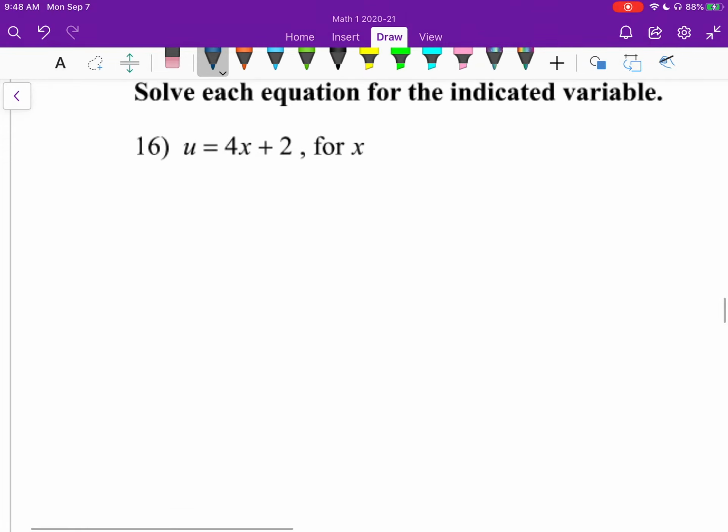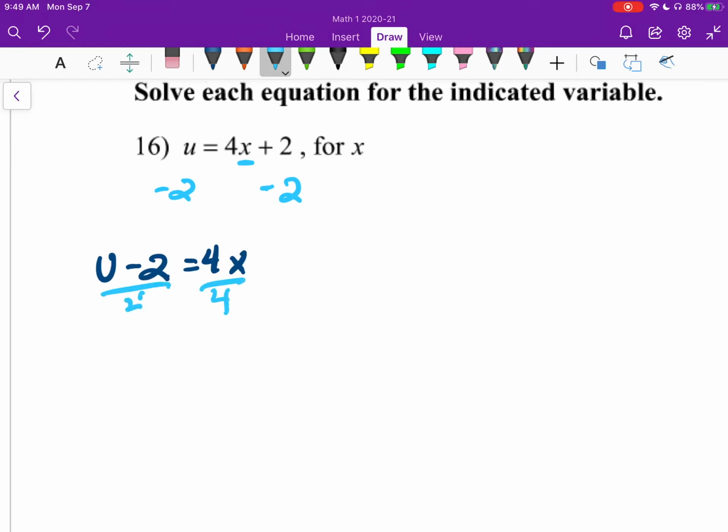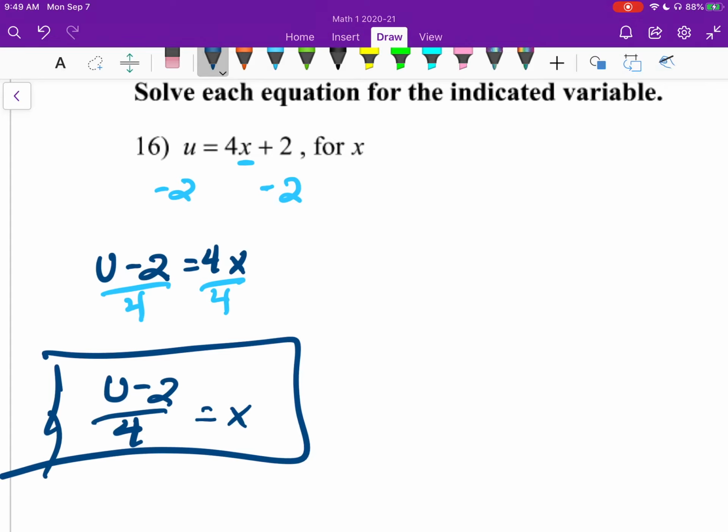All right, we're solving for x. I'm going to slow down just a little bit. I recognize that I went fast through that, but oh well. So here's my x. I need to get the x by itself. I'm going to start off by subtracting 2 from both sides, and I get u minus 2 equals 4x. Now, to get my x by itself, I'm going to divide by 4. And there we are.